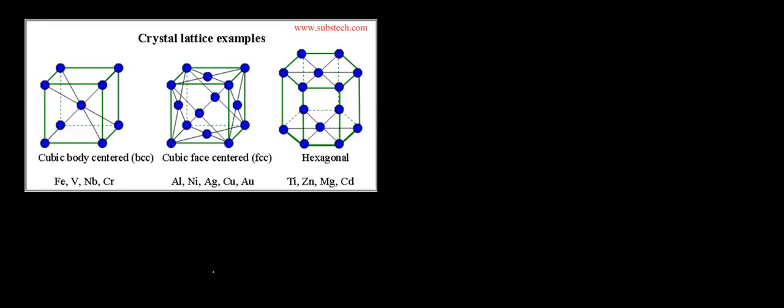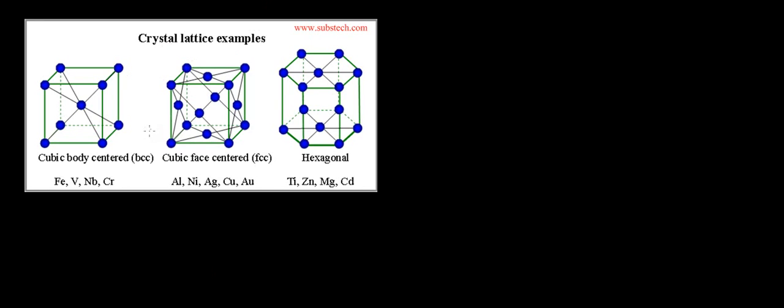One very broad way of classifying solids is to classify them as crystalline or amorphous solids. And basically what that means is they either crystallize or they don't. The crystalline structures, there are a few different ones. Here are some common examples.